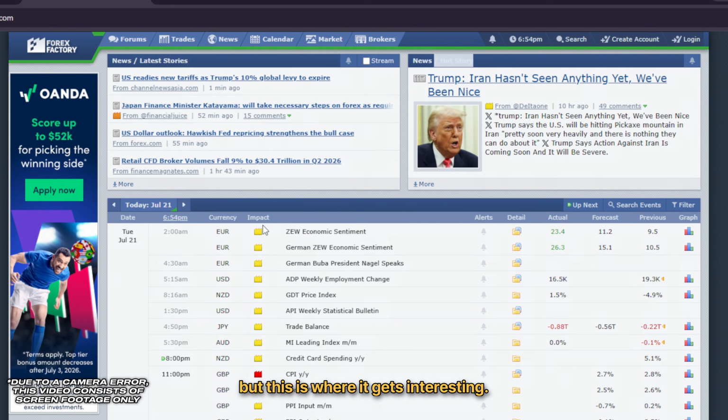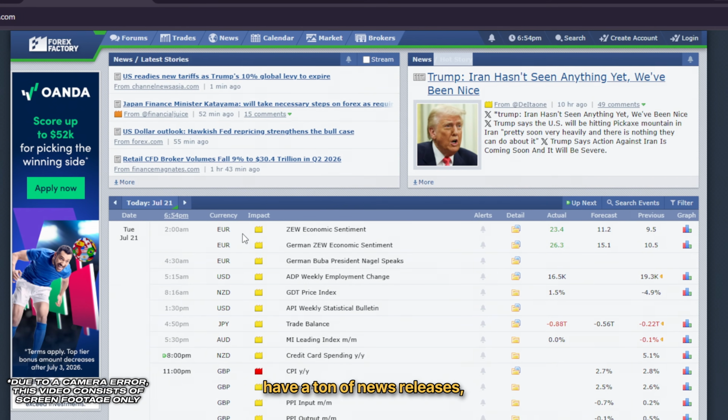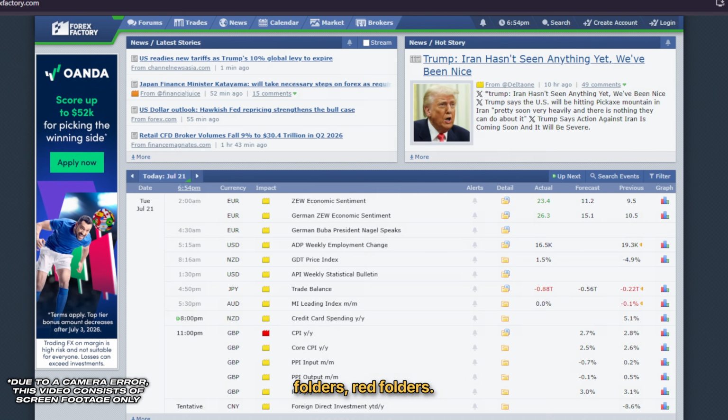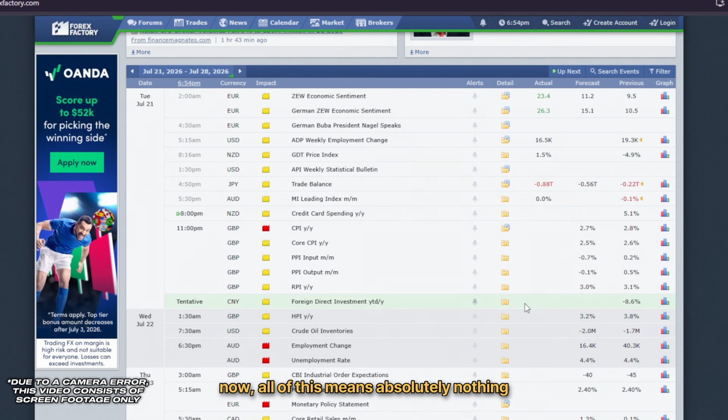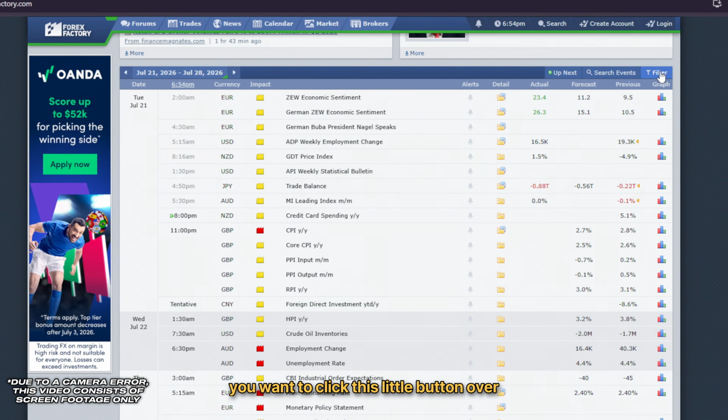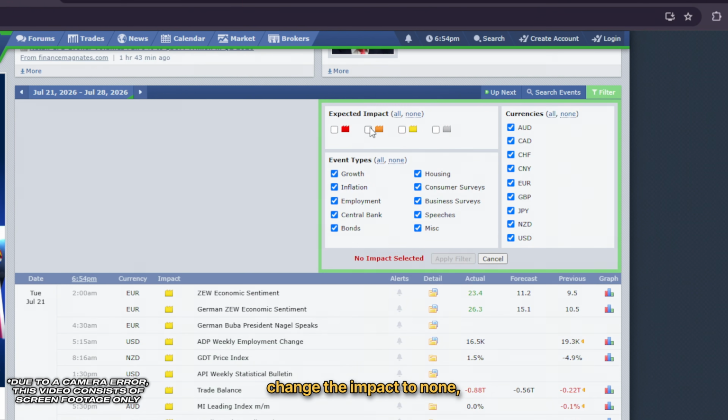But this is where it gets interesting. You'll start to see we have a ton of news releases, yellow folders, orange folders, red folders. It's all over the place. Now, all of this means absolutely nothing except for this part. You want to click this little button over here, click filter, change the impact to none, and then only select orange and red. This means that we're only looking at the actual economical news that's going to cause a significant move in the market.